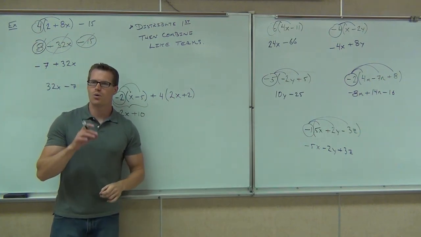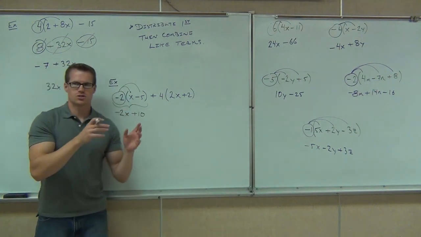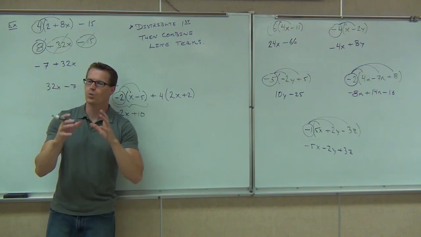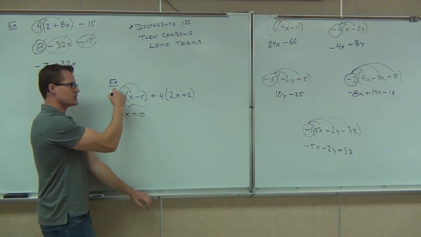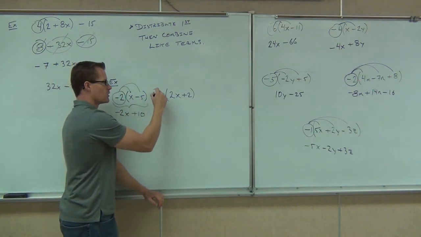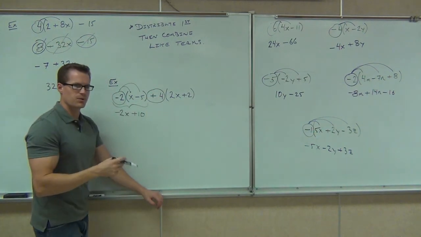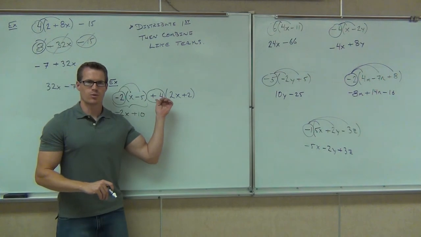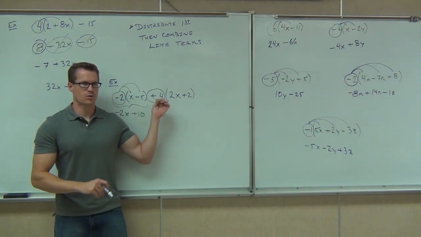I always want you, this is why I had to do this, to circle the number in front of the parentheses with the sign with it. So here we circled not 2 but negative 2. Here we're going to circle 4 with its sign, so plus. We're going to start over. Okay. Same thing. So we're circling that number with the sign. Are you clear on this? Yes. So it has to go with it.